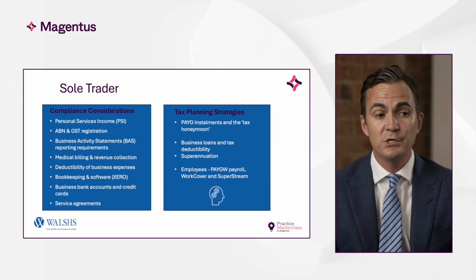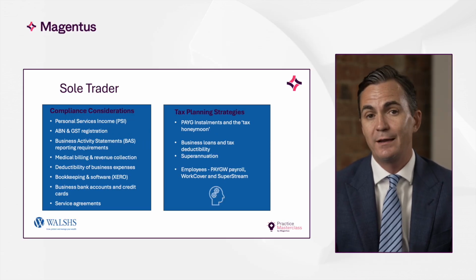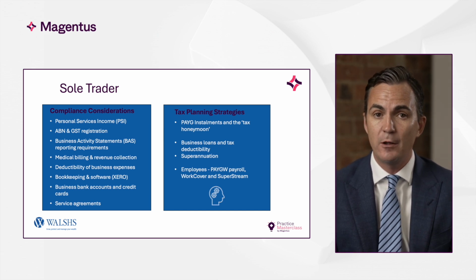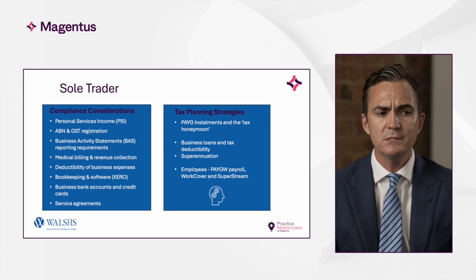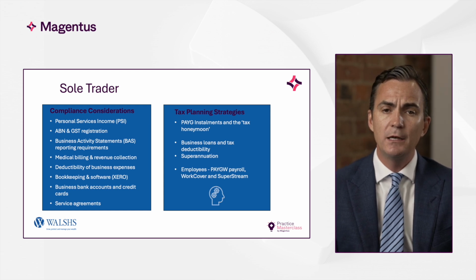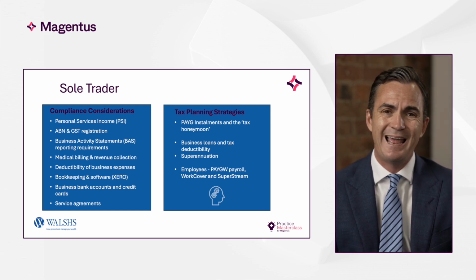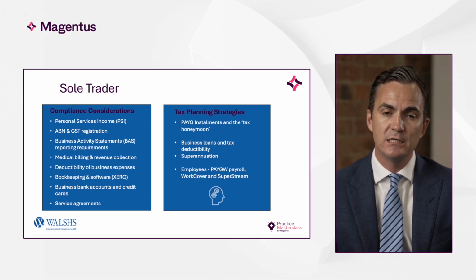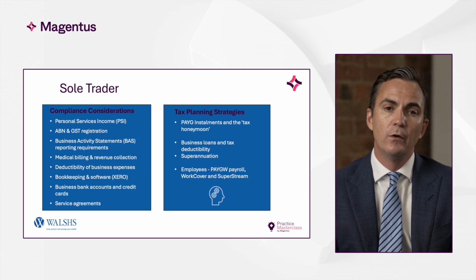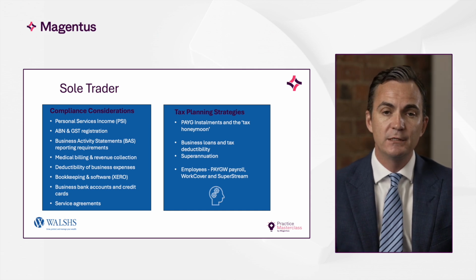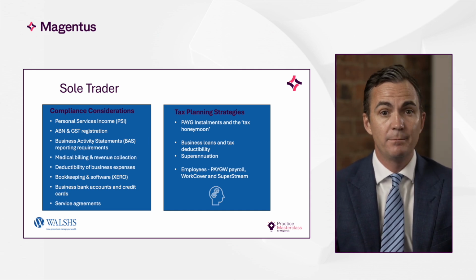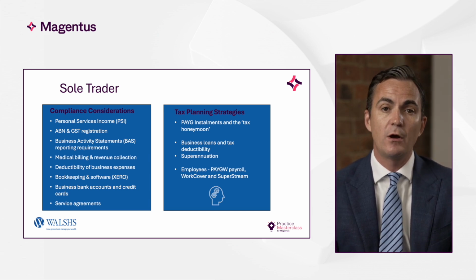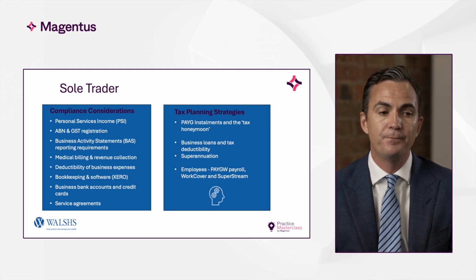So, tax planning strategies. This is where it gets exciting and where we can add value to our clients. PAYG installments and the tax honeymoon. I have a separate slide on that, so I'll come back to that. Business loans and deductibility. So the ability to borrow to pay for business expenses and claim the interest on that debt is now available to you if you satisfy those PSI rules, okay? So the opportunity to pay for things through your business, pay for tax expenses, pay for service fees through borrowing and restructuring your debt through debt recycling allows us to claim the interest on that.